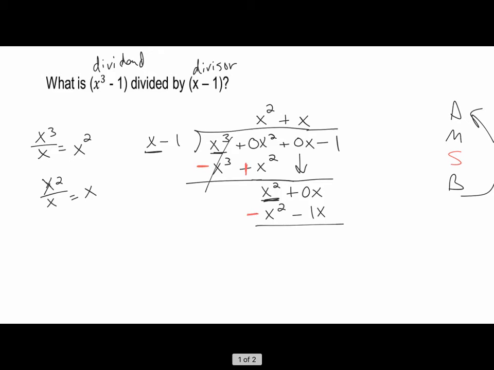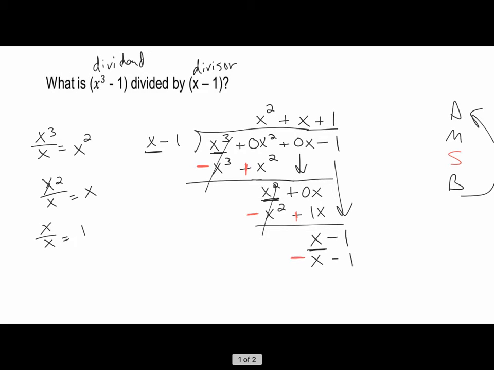Then we're going to subtract, so change those signs so that the first term is 0. And then 0 plus 1 is 1x, or just x if you prefer. Bring down the next term, negative 1. Start all over again. How many times does x go into x? That is 1. So let's multiply 1 times each term of the divisor. 1 times x is x. 1 times negative 1 is negative 1.